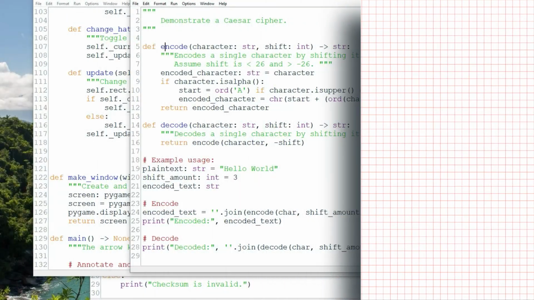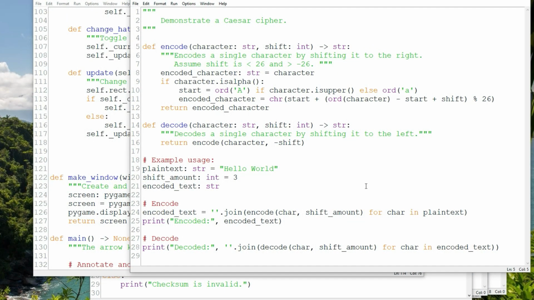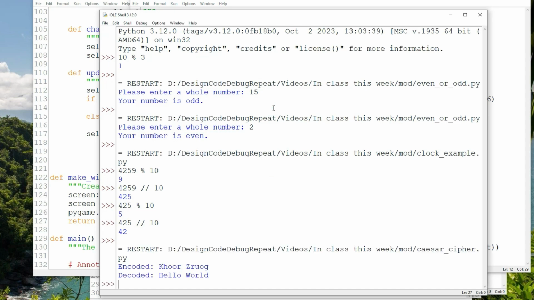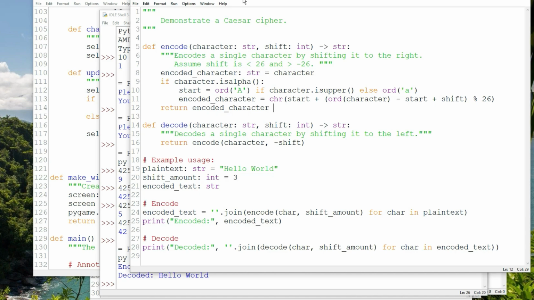This program demonstrates a Caesar cipher. If I run it, you can see the plain text hello world is encoded to Kurzrogue and then decoded back to hello world. The encode function does the work of shifting one letter. It first checks if the character to be shifted is a letter.